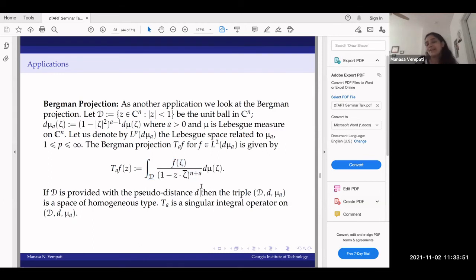So this Bergman projection becomes a singular integral on the space of homogeneous type D, where D is the unit ball, and little d here is any pseudo-distance that you can take on the unit ball, and mu_a is the measure that we defined earlier. Since this is a singular integral operator on this space of homogeneous type, this again becomes an example for us.